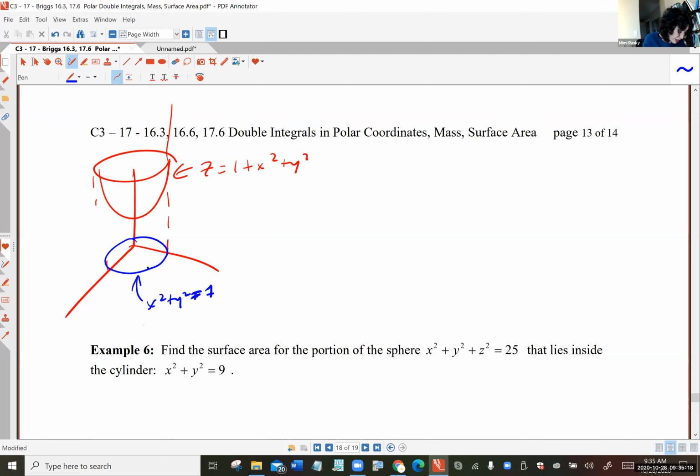This right here. So the surface area that you're finding is this underbelly right here. That surface area kind of looks like a cup. So you're finding the surface area of a cup. Fine. So what do we know?